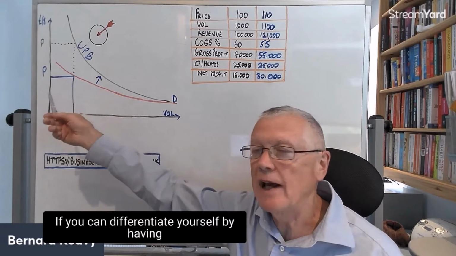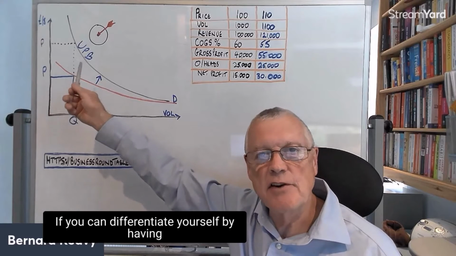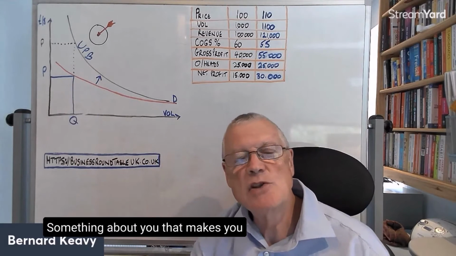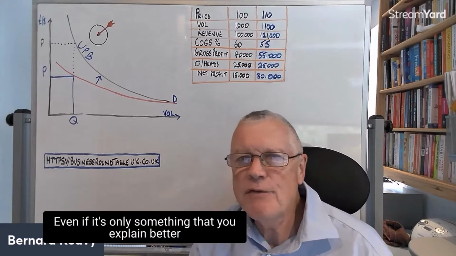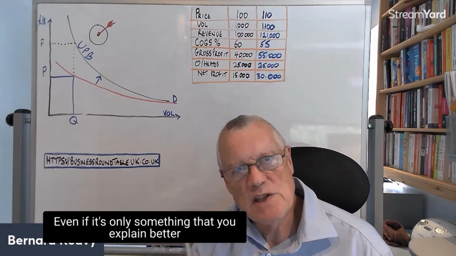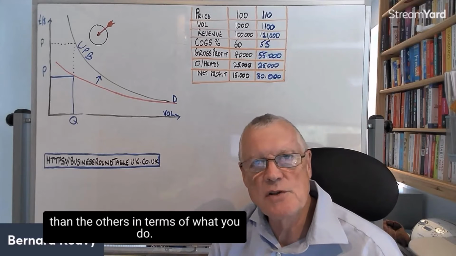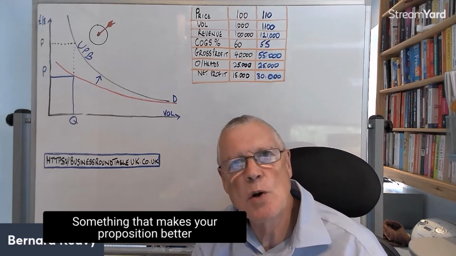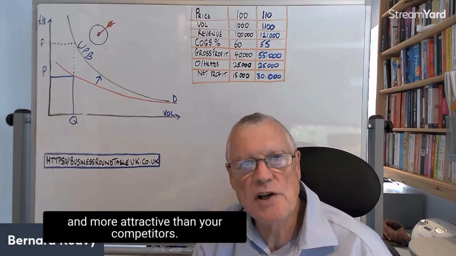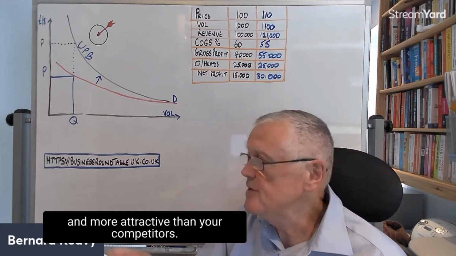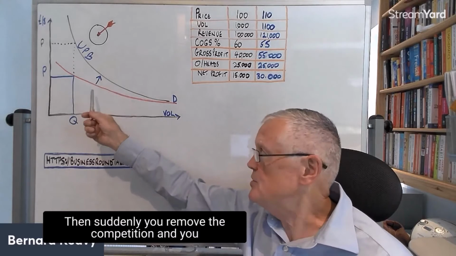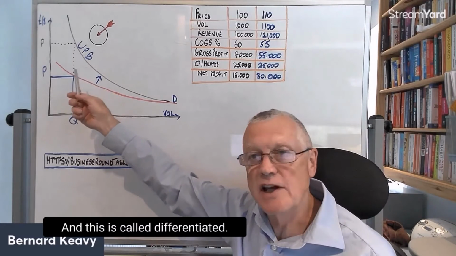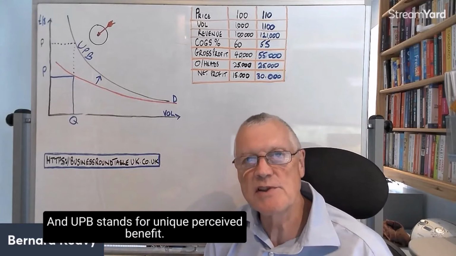However, if you can differentiate yourself by having what's called a unique perceived benefit, something about you that makes you stand out from the crowd, even if it's only something that you explain better than the others in terms of what you do, but some element of quality, something that makes your proposition better and more attractive than your competitors, then suddenly you remove the competition and you become this type of demand line here. And this is called differentiated, and UPB stands for unique perceived benefit.